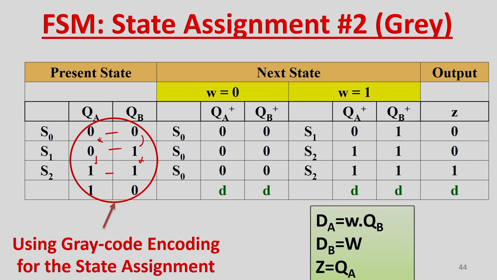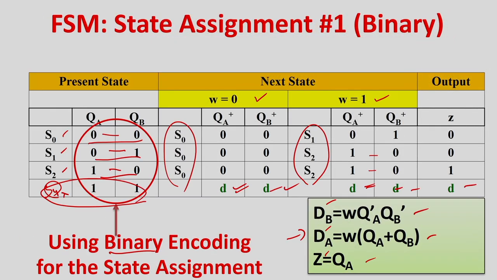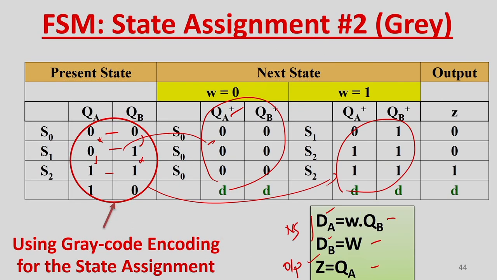In this case we have retabulated the next state based on this coding. And if we optimize for QA, this is the D flip flop input A, D flip flop input B and Z, this is for the next state and this is for the output logic, then we get this circuit. And clearly we can see it uses many literals, and this circuit would be much better off as a smaller one.